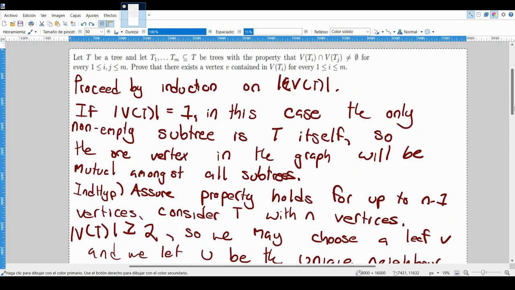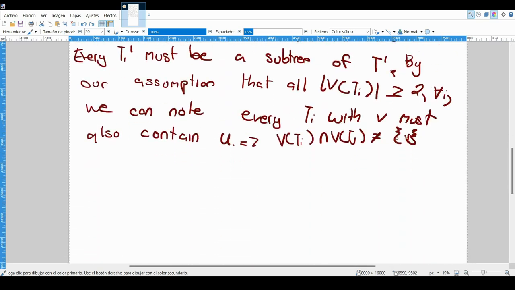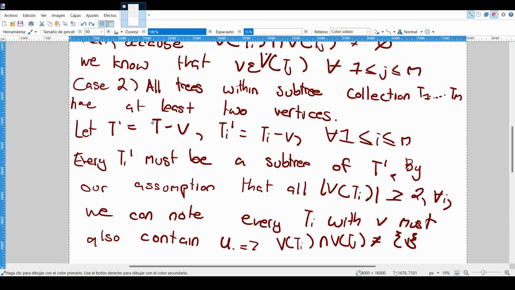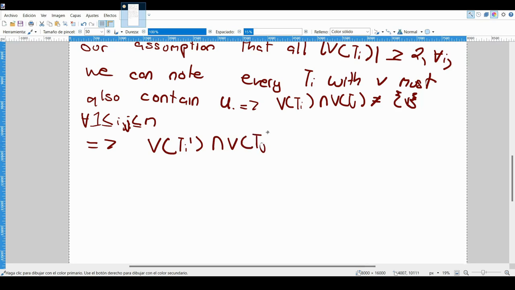So we can refer back here to our initial assumption that every subtree will have some vertex in common, but that vertex will not be V. We can recall that T prime is defined as the tree minus V, and that for the subtree Ti, we have Ti minus V. So what this implies, and I should note that this applies for every i and j between 1 and m, is that ultimately the intersection of any two trees in the subgraph T prime is also not going to be empty.